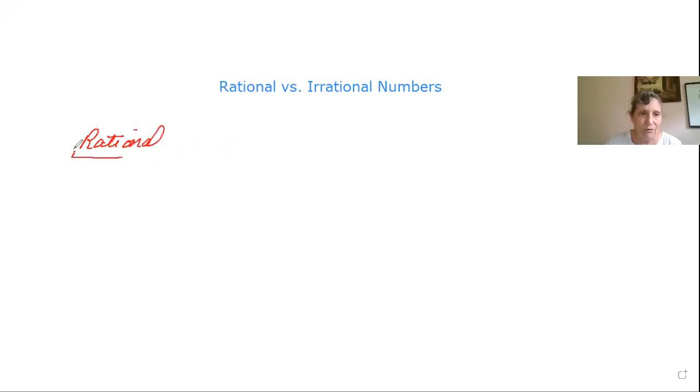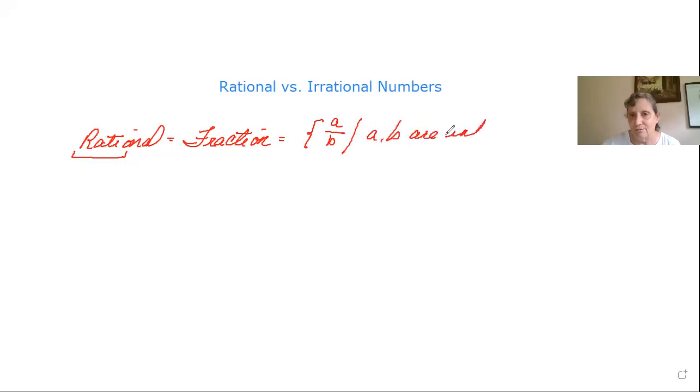Rational has to do with the word ratio, which is basically a fraction. A rational number is anything that can be written as a fraction, as long as there's no radicals or decimals in the fraction. So the rational numbers are the set of numbers a over b, a divided by b, such that a and b are integers. They don't have a fraction part themselves.